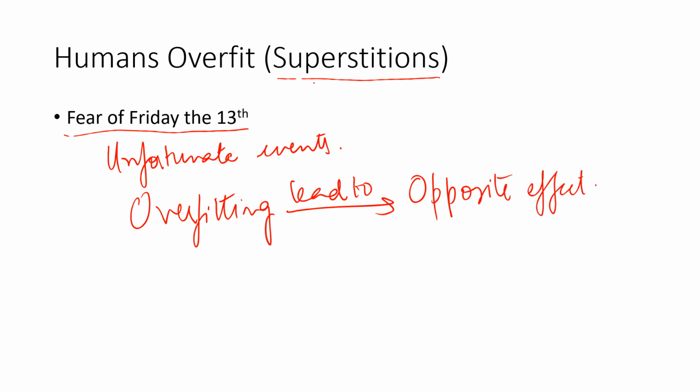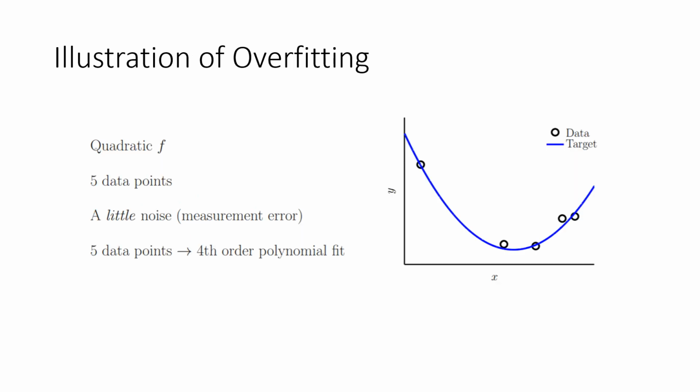Okay, so let us begin thinking about what overfitting is. We begin with this really nice example where we have 5 data points, and the target function is quadratic. So this blue line is the target function, and we have 5 data points with some little noise added.